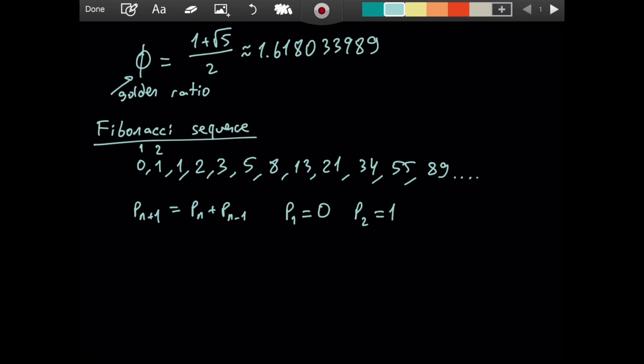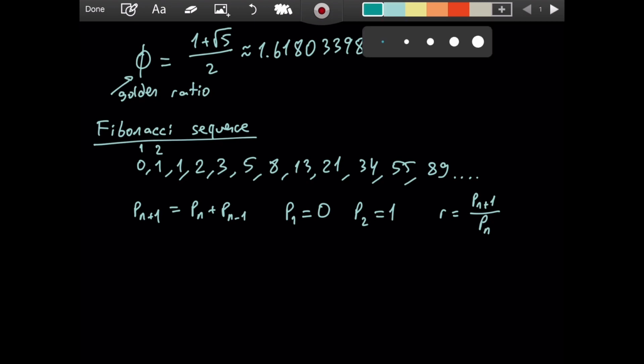The claim is about the ratio between successive numbers in this sequence, which we can denote with R, and it is P_(n+1) over P_n. This ratio, first of all, is not constant, as we can see. Also, I want to mention one important thing. We are neglecting P1 in the ratio, so let's say n is not equal to 1 in this ratio. Otherwise, we would be dividing by 0. But for all the other numbers, it's fine.